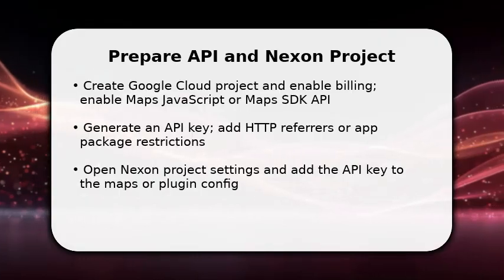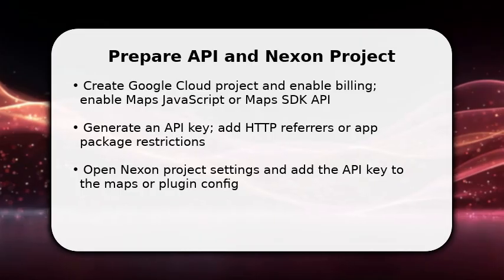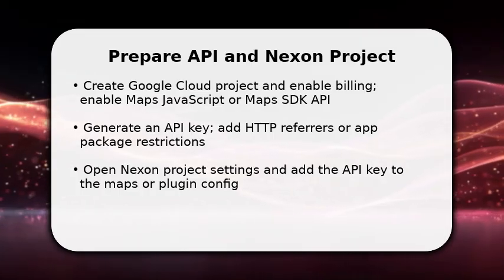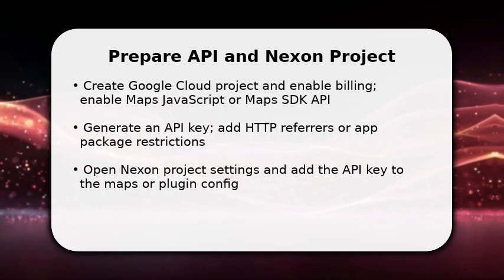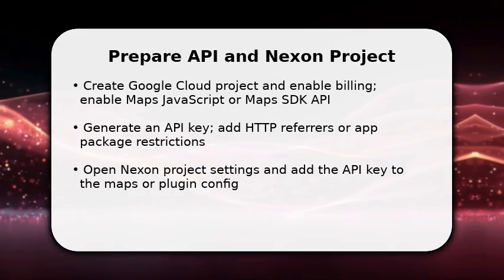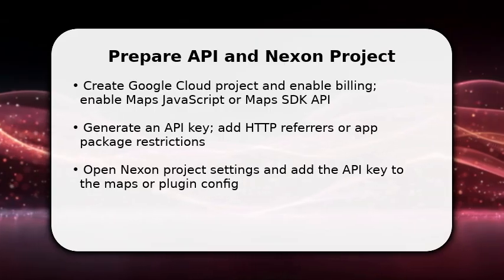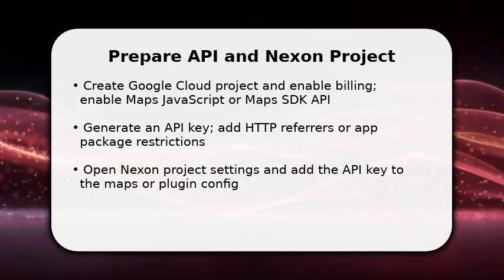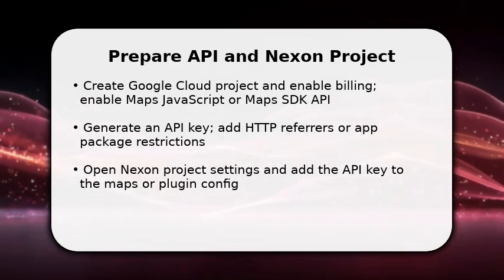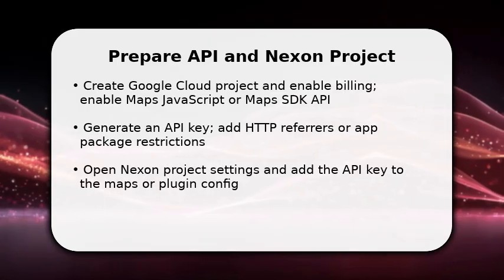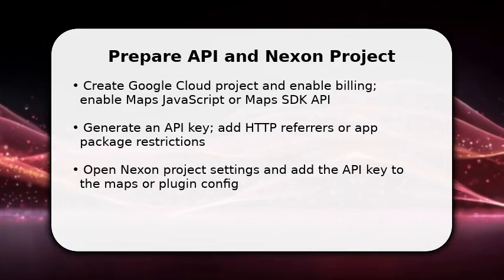You start by creating a Google Cloud project and enabling billing because maps require an active billing account. This prevents sudden access blocks. Once done, enable the Maps JavaScript API or the appropriate Maps SDK for mobile, then generate an API key. Make sure to restrict the key with HTTP referrers or app package names to protect it.